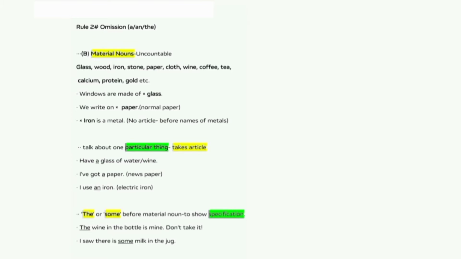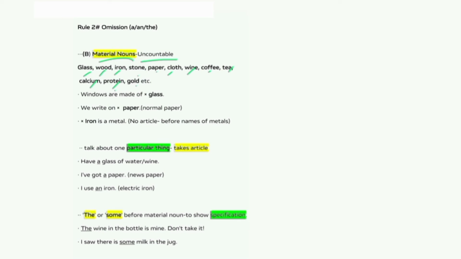Omission of article before material nouns, because material nouns are also considered uncountable, like glass, wood, iron, stone, paper, cloth, wine, coffee, tea, calcium, protein, gold, etc. Material nouns refer to the type of substance instead of individual particles of the substance. We cannot count them because they are in the form of liquid, semi-liquid or solid. Like in the sentence, windows are made of glass. But if we denote one particular thing, then it takes an article. Like in the sentence, have a glass of water or wine.